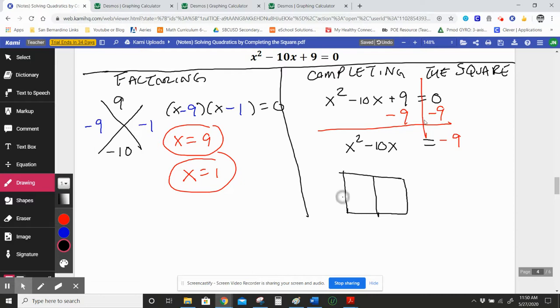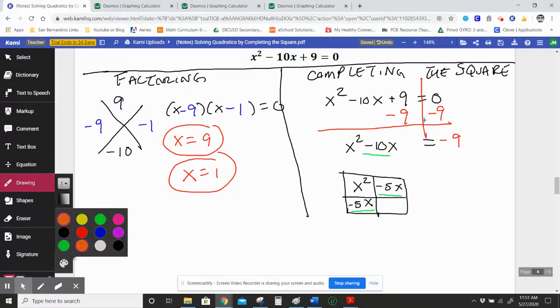On the top left of the box, we're always going to put the first term, which is x squared. In the diagonals of the box, I'm going to take this number and divide it by 2 and put an x in front of it. In this case, the number is negative 10, so half of negative 10 is negative 5. So I'm going to put negative 5x here, negative 5x there. I'm splitting it, cutting it in half, dividing it by 2.